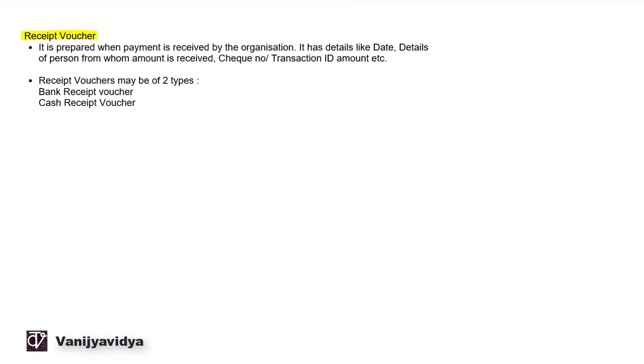Receipt voucher. It is prepared when the payment is received by the organization. It has details like date, details of a person from whom amount is received, check number and transaction ID, amount, etc. Now receipt vouchers may be of two types, that is bank receipt voucher and a cash receipt voucher.